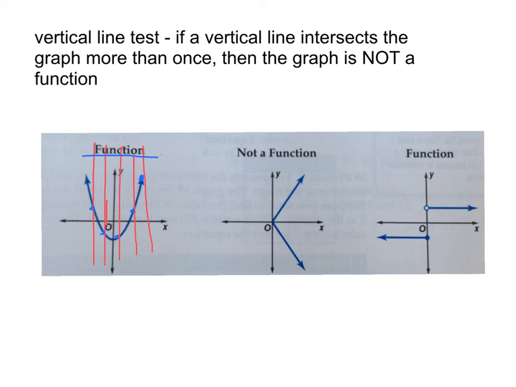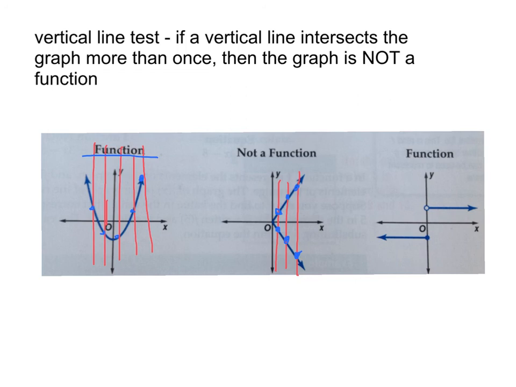Okay, let's take a look at what makes this second one not a function. Let's go back and draw my vertical lines in here. Do you see what's happening? With the very first vertical line and each vertical line after, my vertical line test fails because my vertical line touches the graph more than one place at a time.